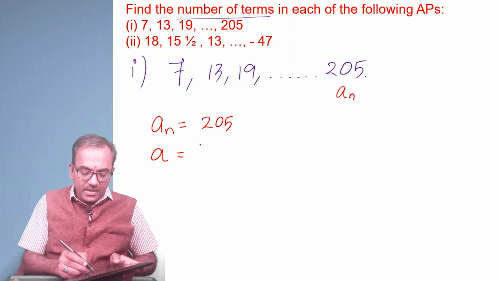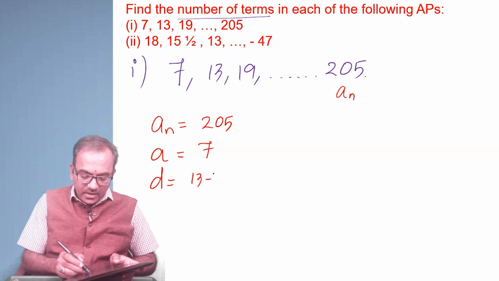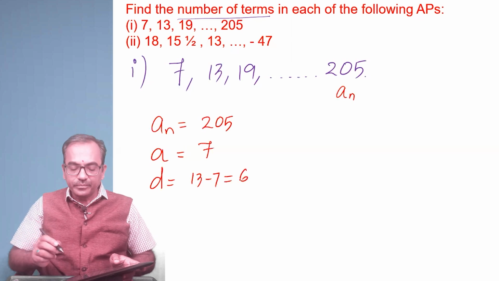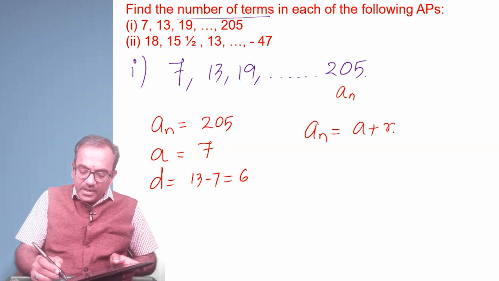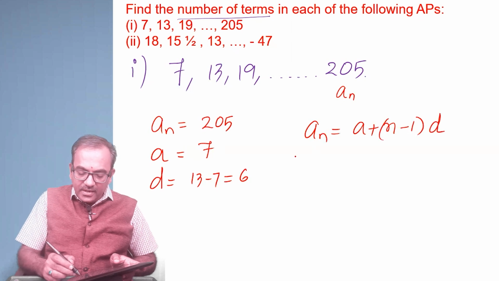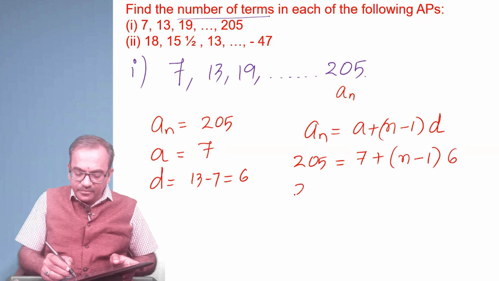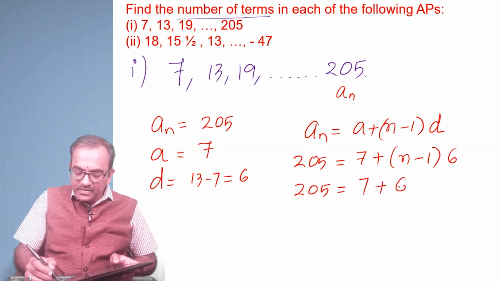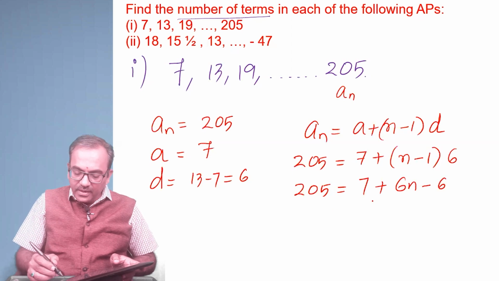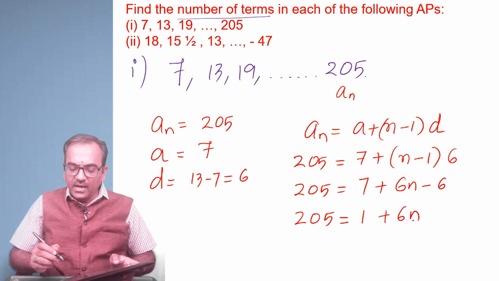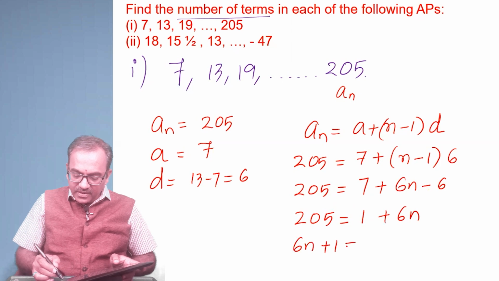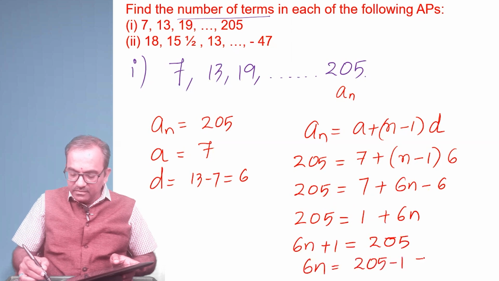The first term of the AP is 7 and d is equal to 13 minus 7, which is equal to 6. So once again, an is equal to a plus n minus 1 into d. 205 is equal to 7 plus n minus 1, n we do not know and are supposed to find, and d is 6. 205 is equal to 7 plus 6n minus 6, and then we have 205 is equal to 7 minus 6, which is 1, plus 6n. The other way of writing it is 6n plus 1 is equal to 205. 6n is equal to 205 minus 1, that is 204.